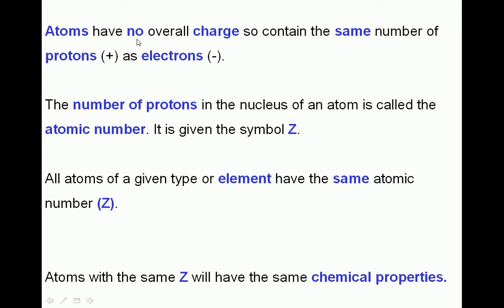So as atoms have no overall charge, they must contain the same number of protons, which have a positive charge, as electrons, which have a negative charge. So we give the number of protons in the nucleus of an atom the symbol Z, and we call that the atomic number. It's the atomic number that determines the number of protons and therefore the number of electrons. So atoms of a given type or element have the same atomic number. Furthermore, atoms with the same atomic number will have the same number of electrons, and therefore they will have the same chemical properties, because it is through their electrons that atoms interact.